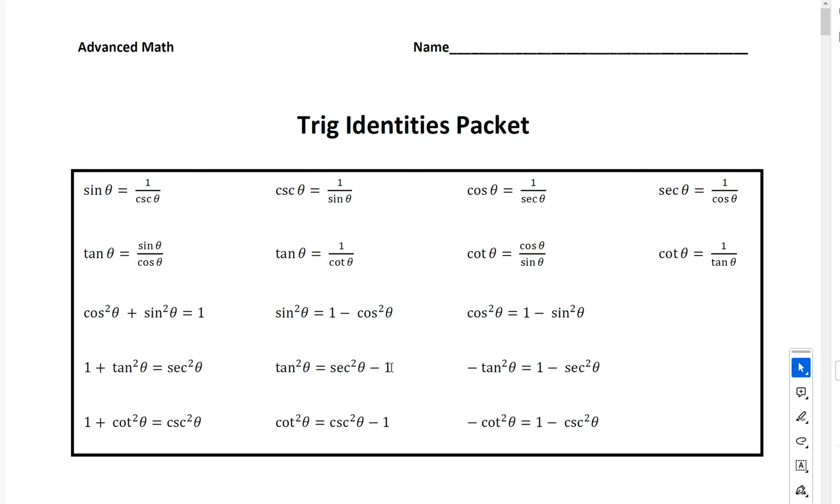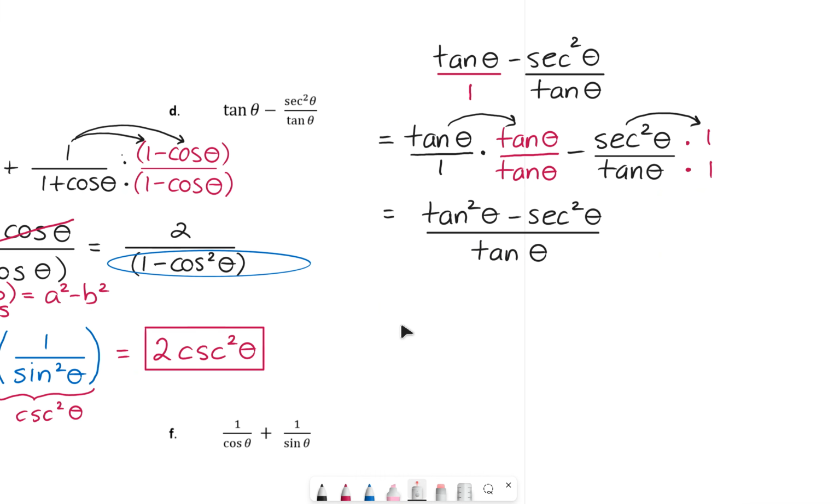So let's go ahead and bring this over to our paper. Tangent squared equals secant squared theta minus 1. And so I'm going to shift this over a little. Let me make sure I have the right cursor. So let's see here. Stand by.